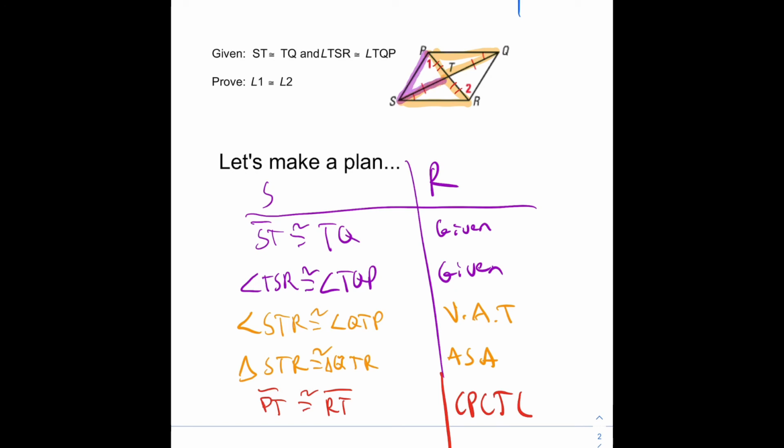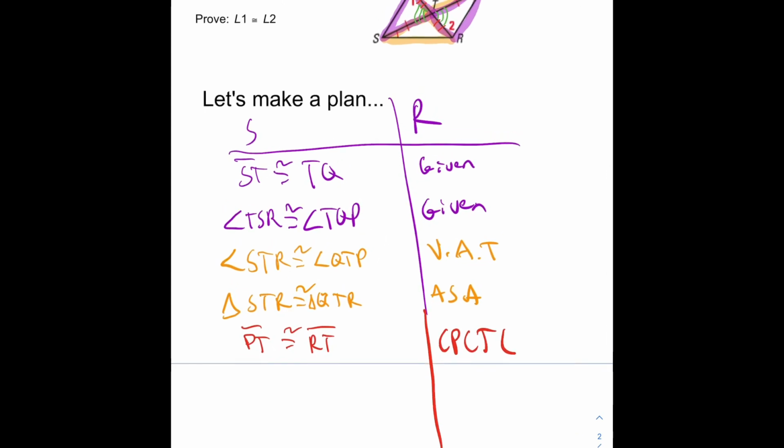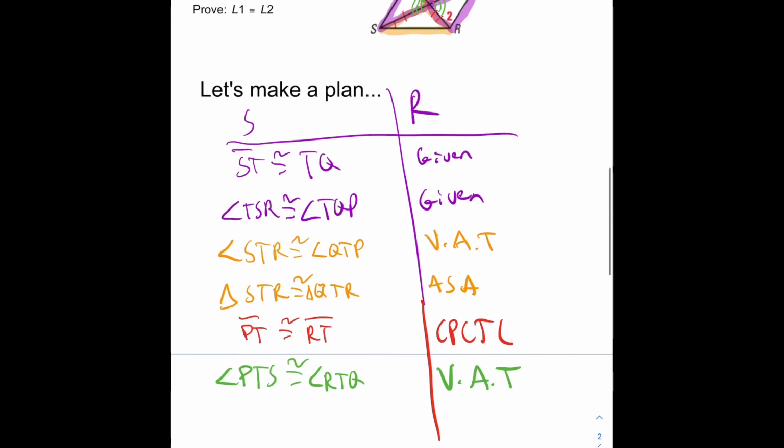Now I'm going to switch triangles because my whole goal is to get angle 1 and angle 2. Now I'm going to look at triangle PTS and triangle QRT. And what do I see that I have again in this example? I see vertical angles one more time right here. So I'm going to say, all right, I also have angle PTS is congruent to angle RTQ by the vertical angles theorem.